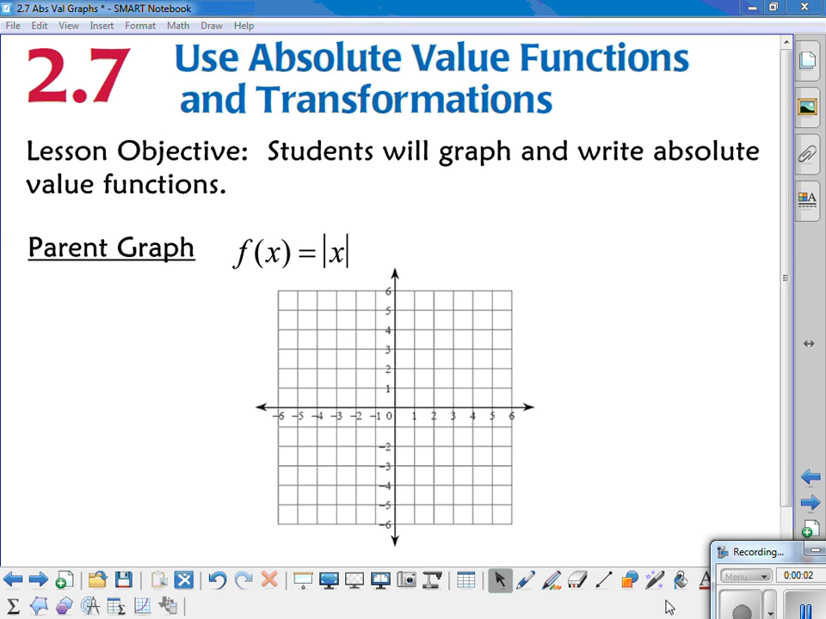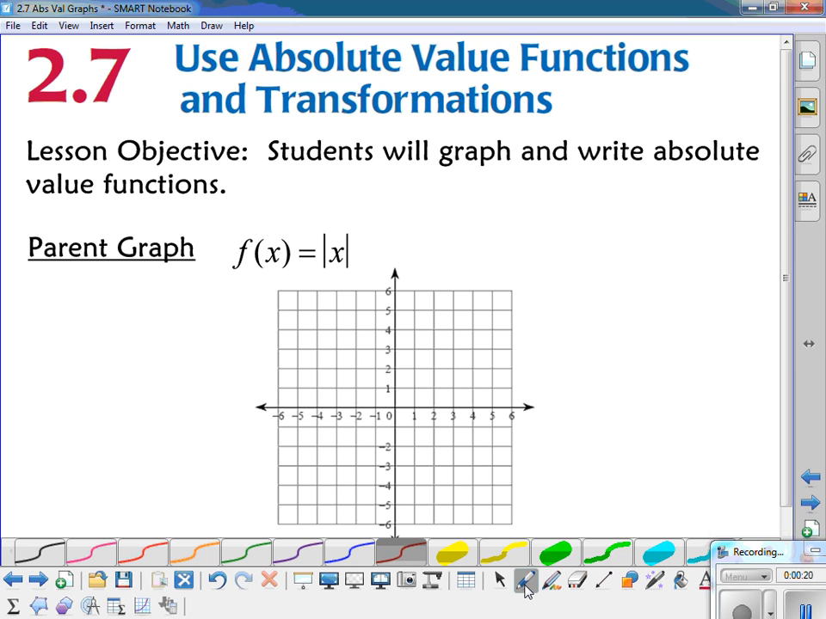So today's lesson objective: students will graph and write absolute value functions. The first thing we'll talk about is the parent graph, which is the most basic absolute value graph you would have. f(x) is equal to the absolute value of x. So I could make myself a quick little table over here on the side.